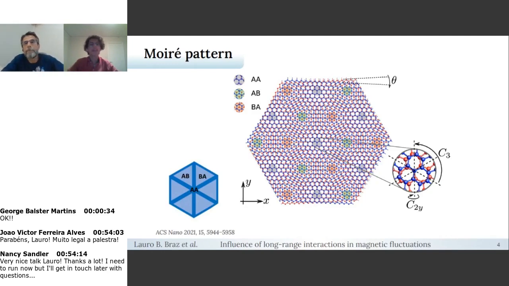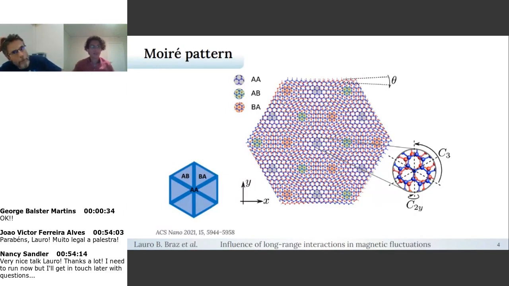Because we're not considering on-site or carbon by carbon, where you have a clear picture of spins up and down. We are considering effective electrons in each of these unit cells.